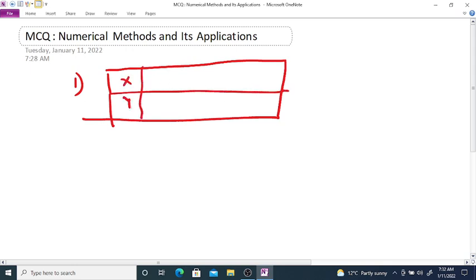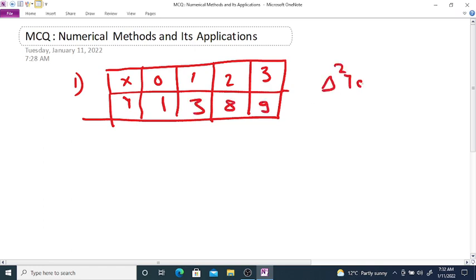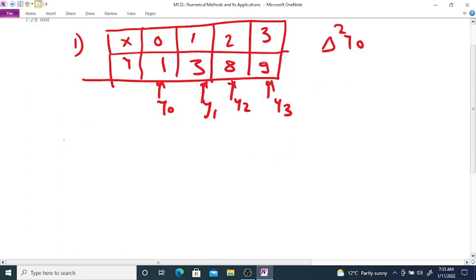So this is x and y, say here 0, 1, 2 and 3. Here the values of y are 1, 3, 8, 9. Find the value of delta square y0. So this is the value of x0, this is y0, y1, y2, y3, and we want to determine the value of delta square y0. You can find this value by using two techniques.